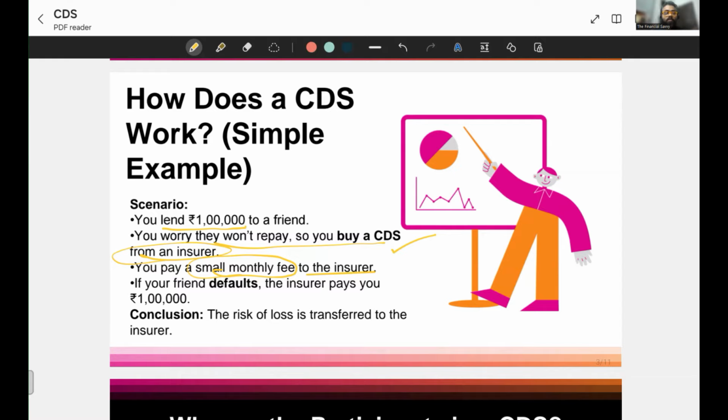The second thing that can happen is that your friend fails to repay. In this case the insurance company, the bank, the CDS seller, the credit default swap seller, compensates you for the loss.